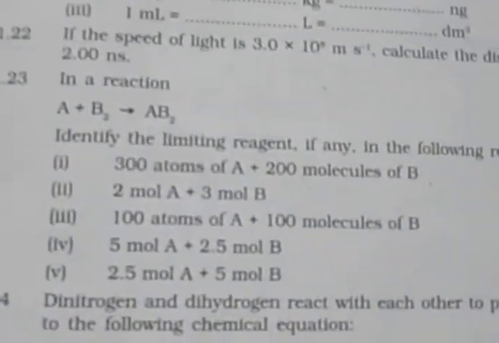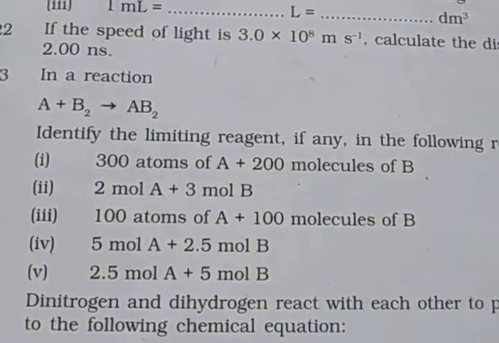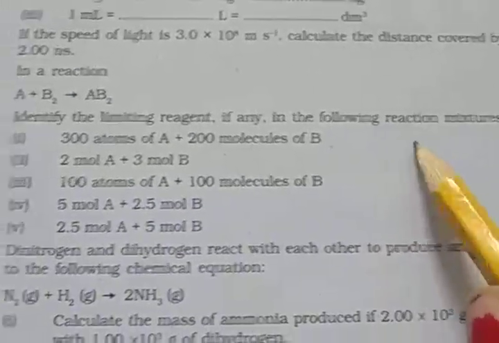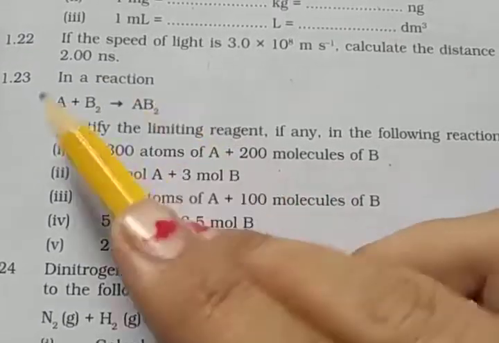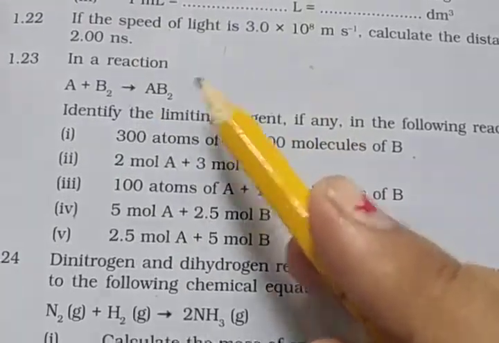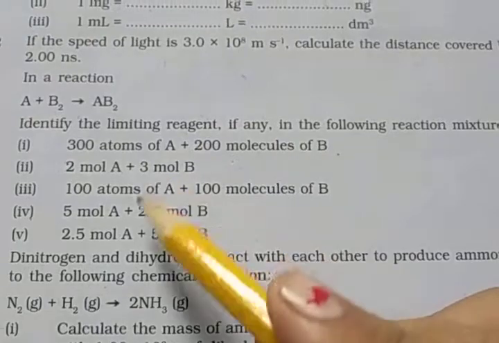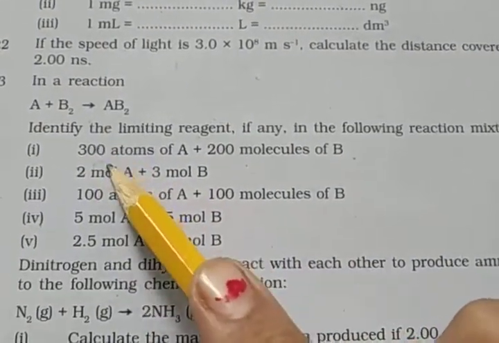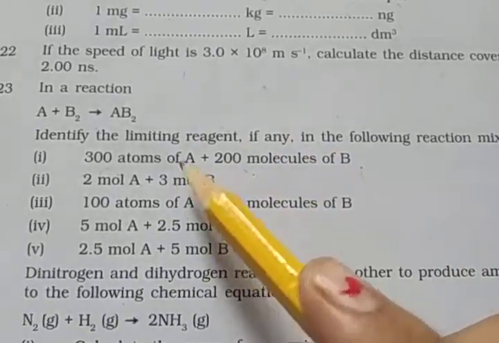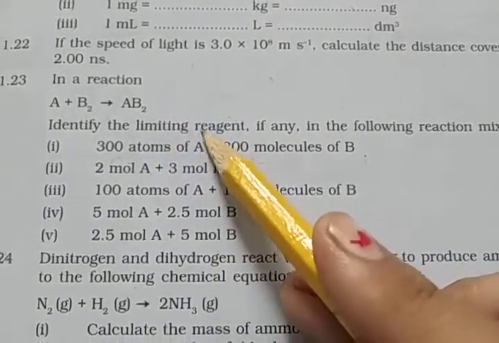Then question number 23. In a reaction A plus B2 converting into AB2, identify the limiting reagents, if any, in the following reaction mixtures. Okay, so A plus B2 means 1 mole of A reacts with 2 mole of the B, then forms AB2. So first question: 300 atoms of A plus 200 molecules of B. But before explaining the first, I have to say what is a limiting reagent.